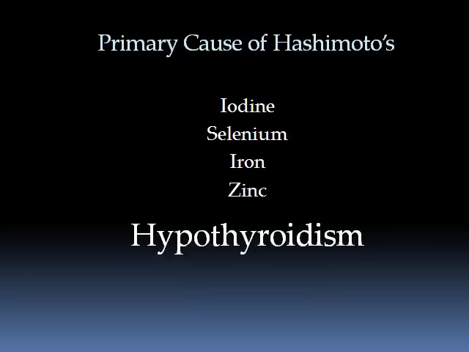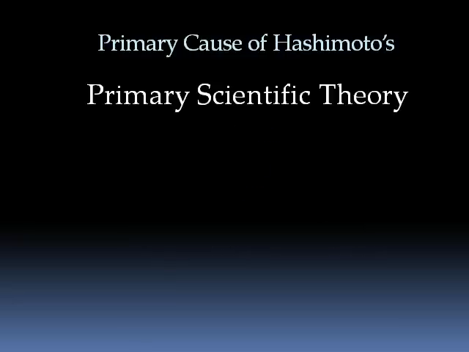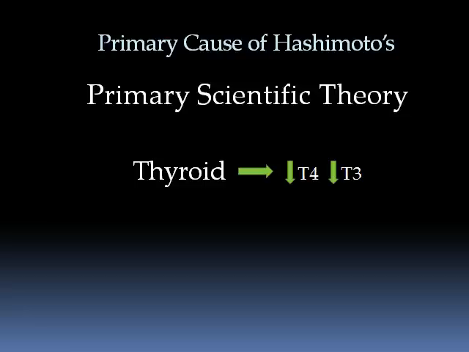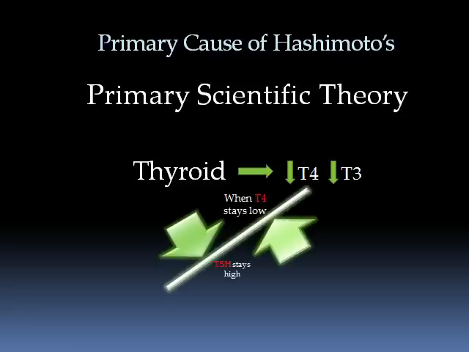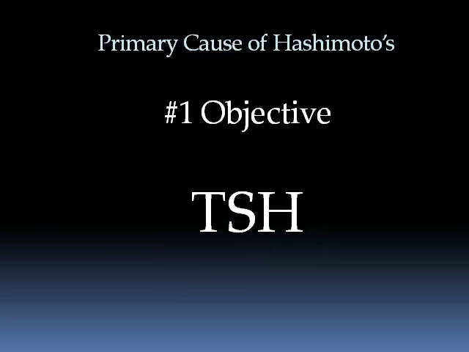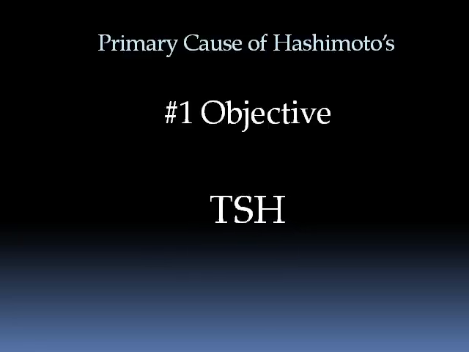So with Hashimoto's, the theory is primarily that the thyroid is not able to make enough thyroid hormones, levels stay low in the blood, and TSH remains high. This can remain high for years and decades when there's a nutrient deficiency. So the first objective in treating Hashimoto's is to get the TSH to come down. And that's what we'll discuss in the next presentation.